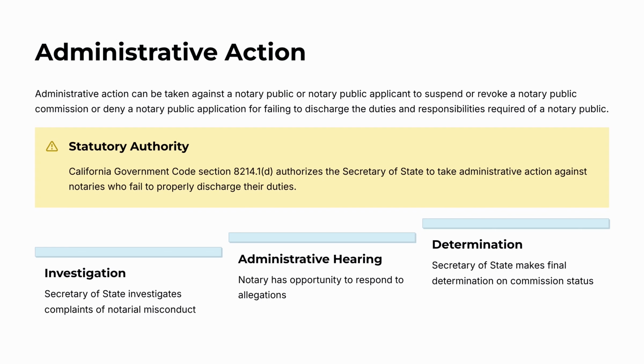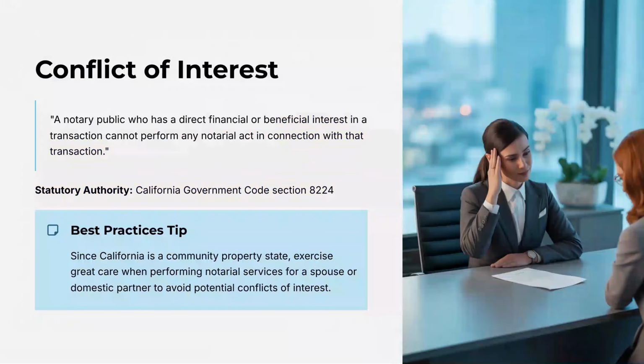Administrative action can be taken against a notary public or notary public applicant to suspend or revoke a notary public commission, or deny a notary public application for failing to discharge the duties and responsibilities required of a notary public. California Government Code Section 8214.1D. Part A. Conflict of interest. A notary public who has a direct financial or beneficial interest in a transaction cannot perform any notarial act in connection with that transaction. California Government Code Section 8224.